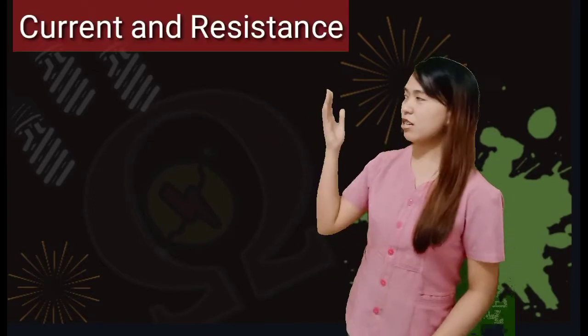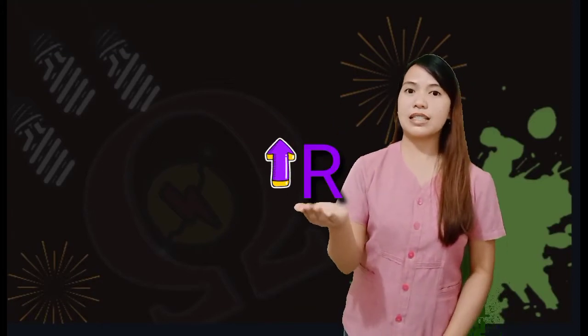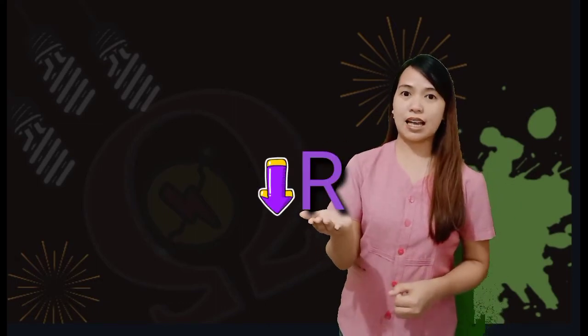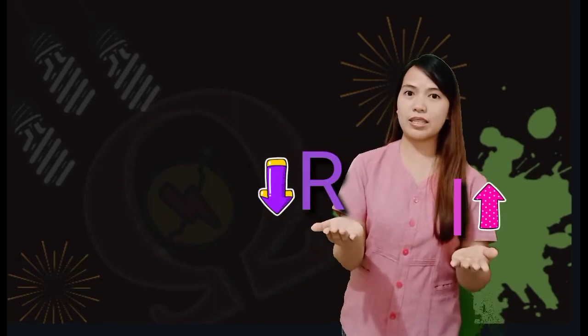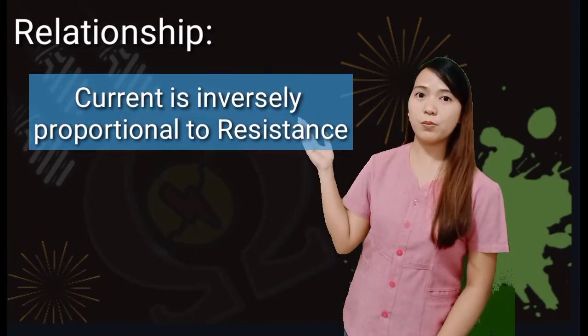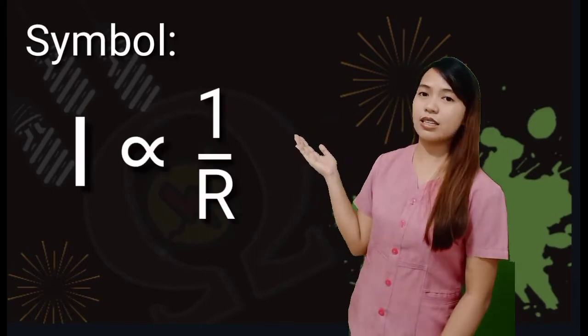How about current and resistance? If you increase the resistance, the current will decrease. But if you decrease the resistance, the current will increase. So the relationship: current is inversely proportional to resistance, or in symbol, I is inversely proportional to R.